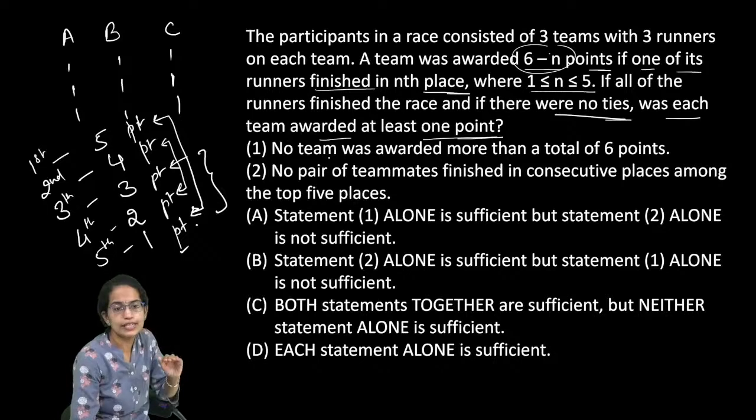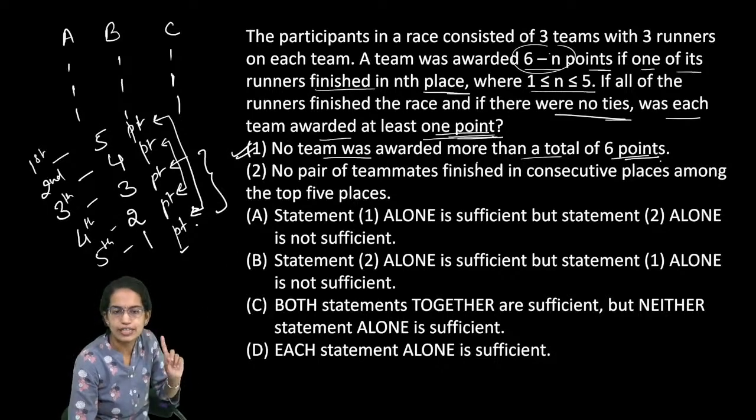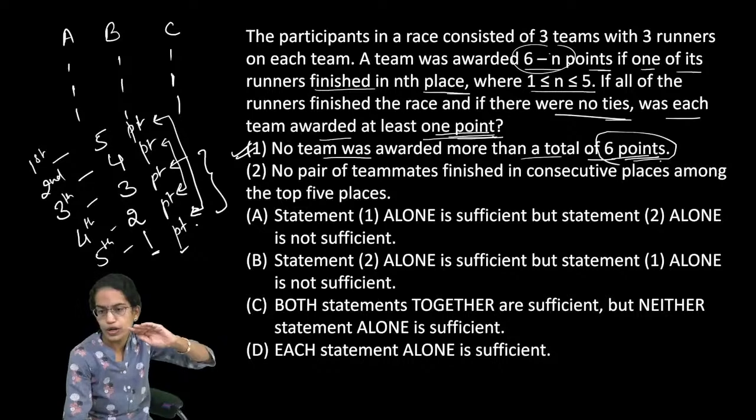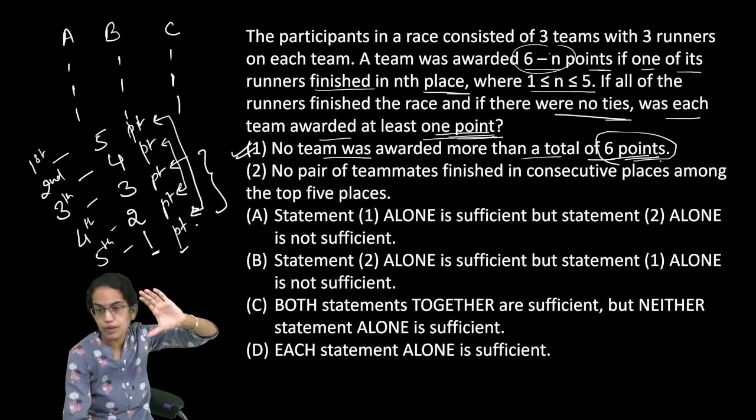So if I take that no team was awarded more than a total of 6 points, that means I can easily say there are 3 teams and each team would have at least 1 point, because even if I consider this as an independent team, I can have more points with other teams, but again I have to see that no team was awarded more than a total of 6 points. So 6 points is the cap. That's the maximum number of points.